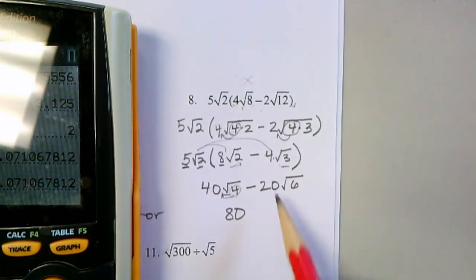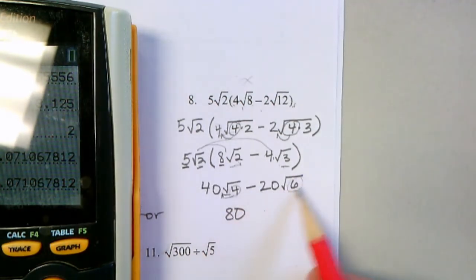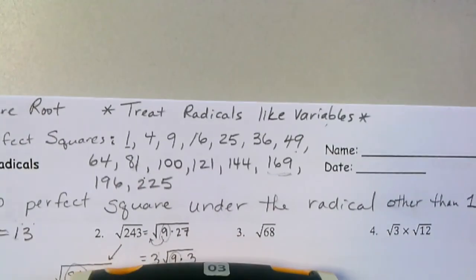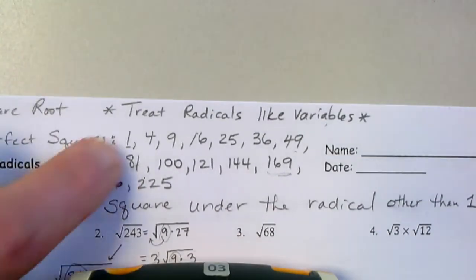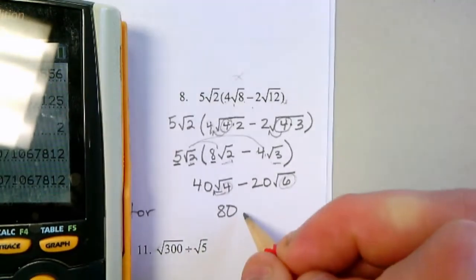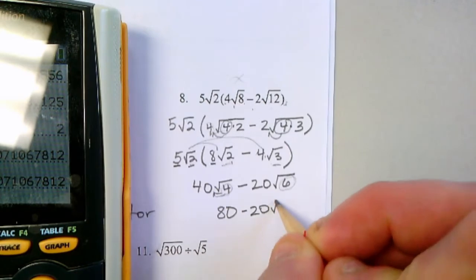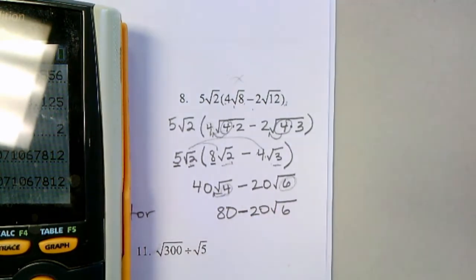Okay? Going back here, the 6, is there a perfect square from your list up here? Is there a perfect square that goes into 6 evenly? 4 doesn't. 9's too big. So my final answer here is going to be this right here. This is the simplified radical form.